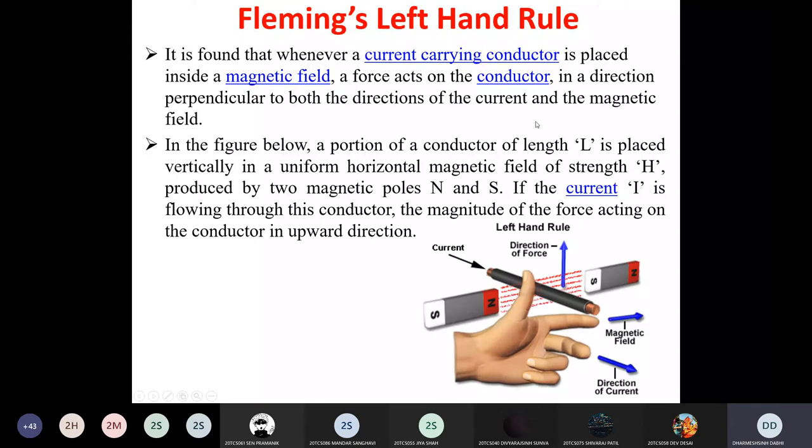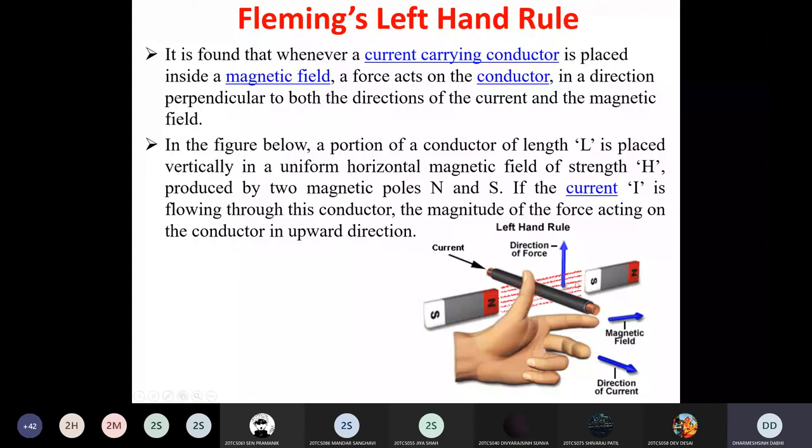So here you can see graphically by animation that there is one N pole and S pole. As we know, the flux lines pass from N to S. So what is the direction of flux, or direction of magnetic field? N to S. So if you show your left hand this way, your thumb is in the upward direction, your first finger is in the direction of magnetic field, and the middle finger indicates the direction of current. Because you can see here one conductor is placed, and the direction of this conductor is exactly perpendicular to the plane of this magnetic field.